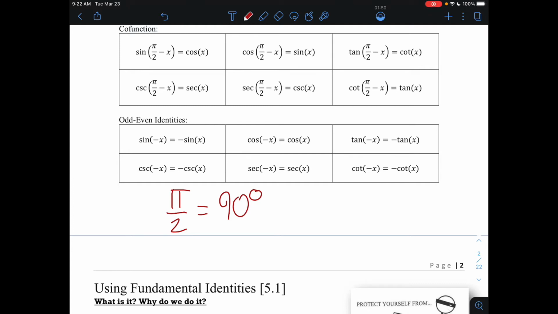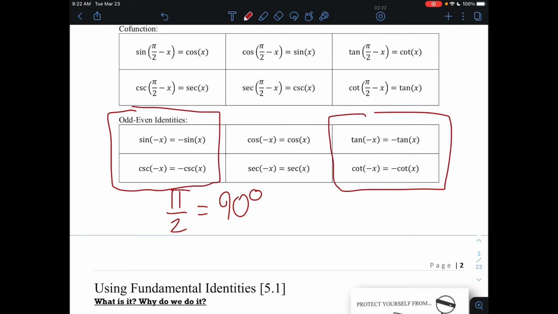The odd-even identities are if we have sine at a negative angle, that's equal to negative sine at that positive angle. The same rule applies for cosecant. If you have a negative angle inside of a cosecant, that's equal to negative cosecant at the positive of that angle. Same thing, the tangents follow the same ideas. So these two both follow the same logic. It's kind of based off of the unit circle.